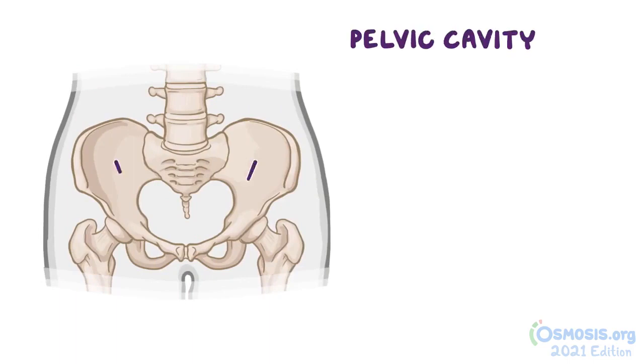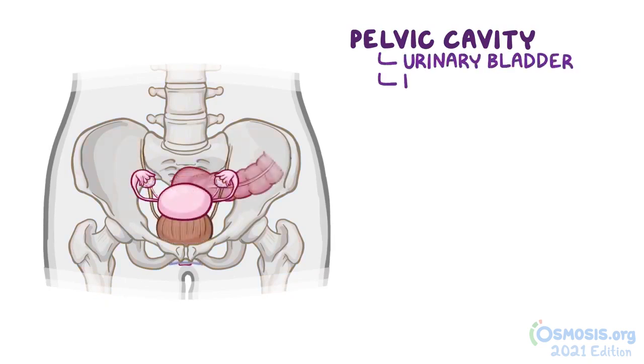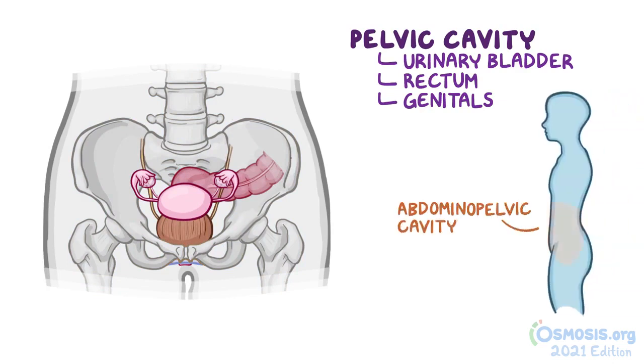The pelvic cavity is a funnel-shaped space surrounded by pelvic bones, and it contains organs such as the urinary bladder, rectum, and pelvic genitals, to name a few. The pelvic cavity and the abdominal cavity together form the larger abdominopelvic cavity.